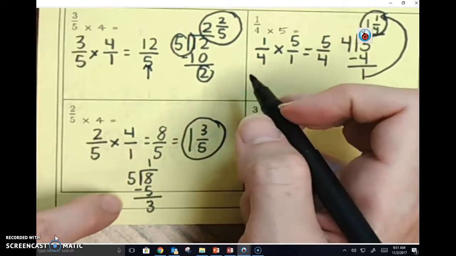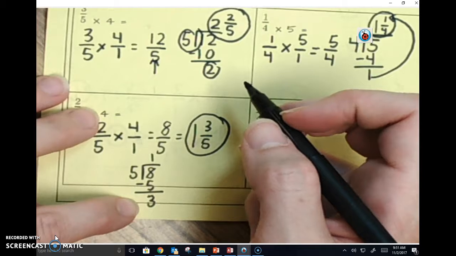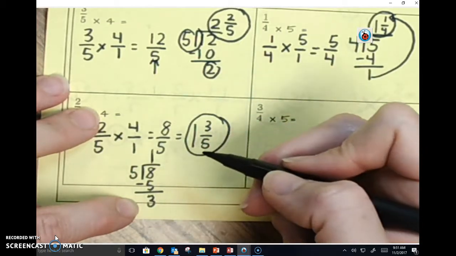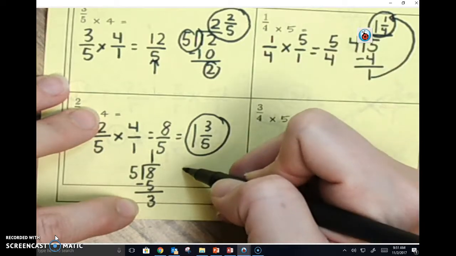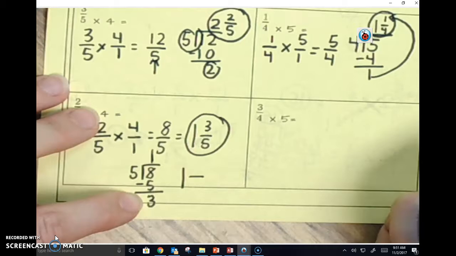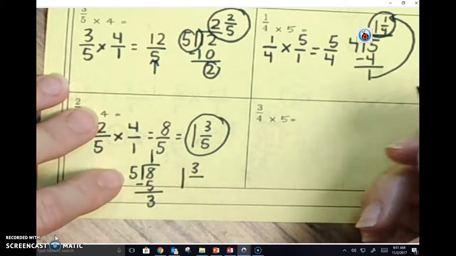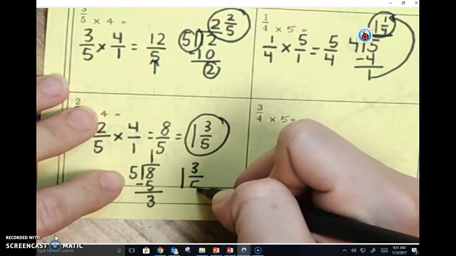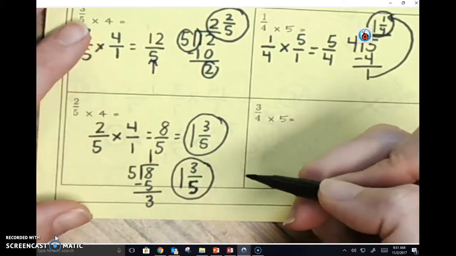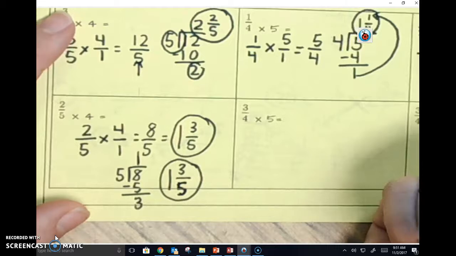What is that 3 now going to be down here on the bottom, Winter? Where does it go? On top. So our whole number is 1. Where does the 3 go? On the top. And then where does the 5 go, guys? 1 and 3/5. I hope everyone's paying attention and writing your notes down because these are really easy notes to copy.